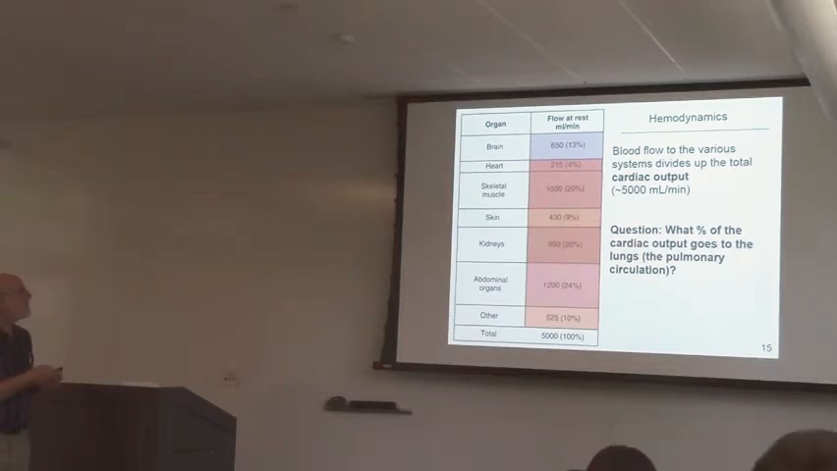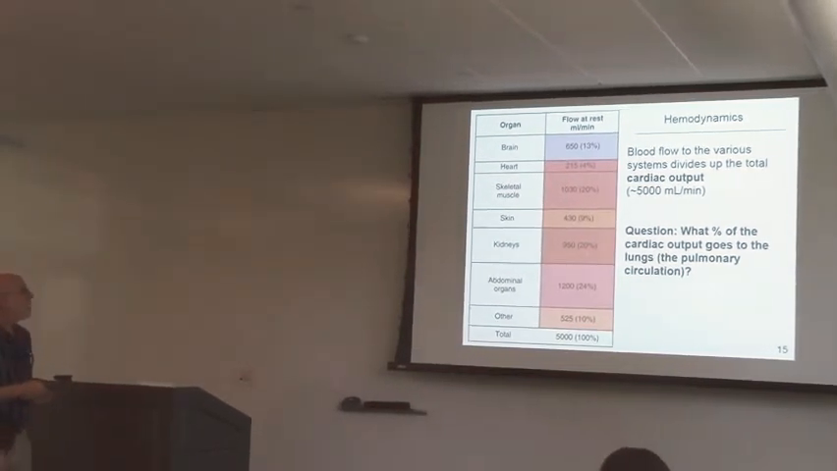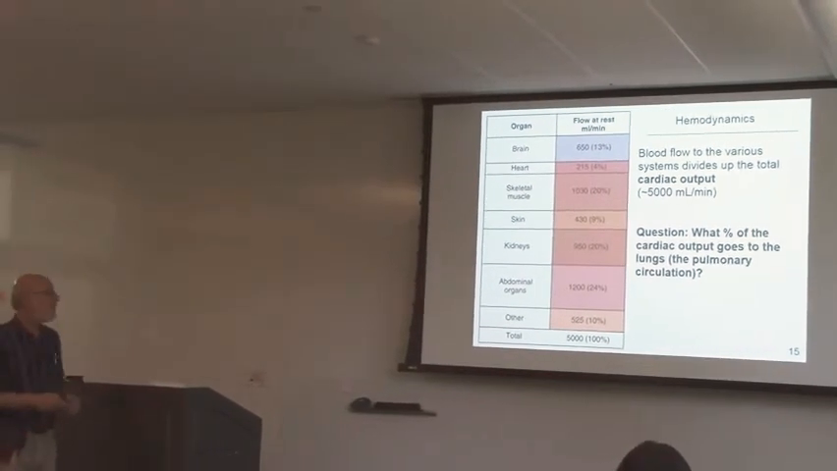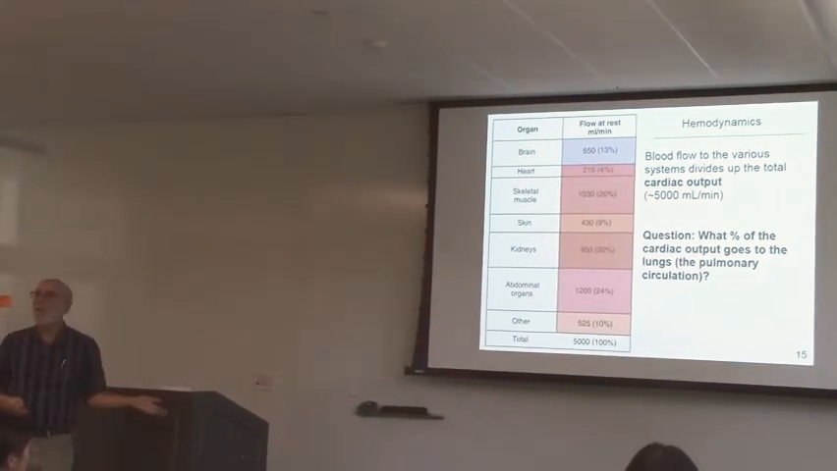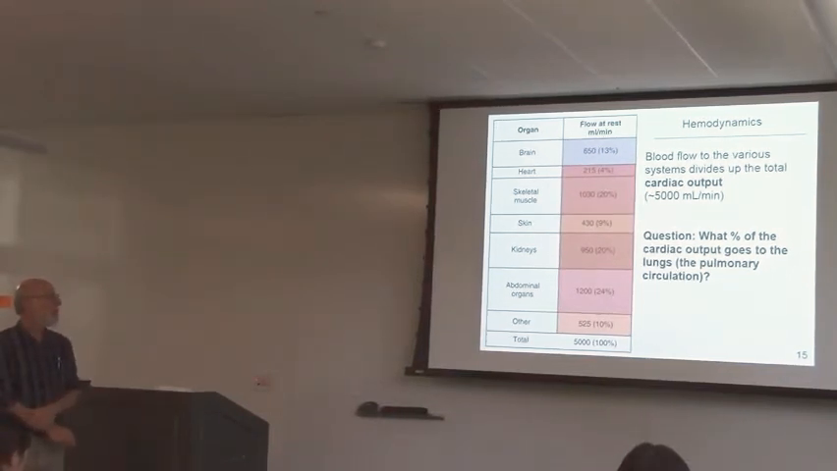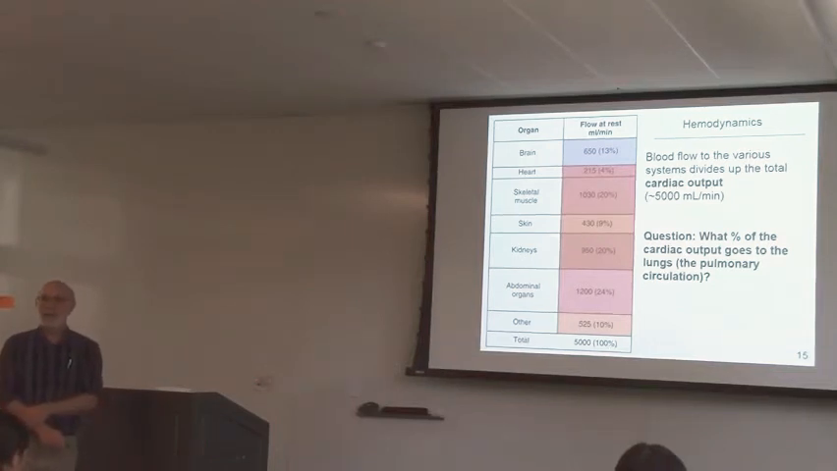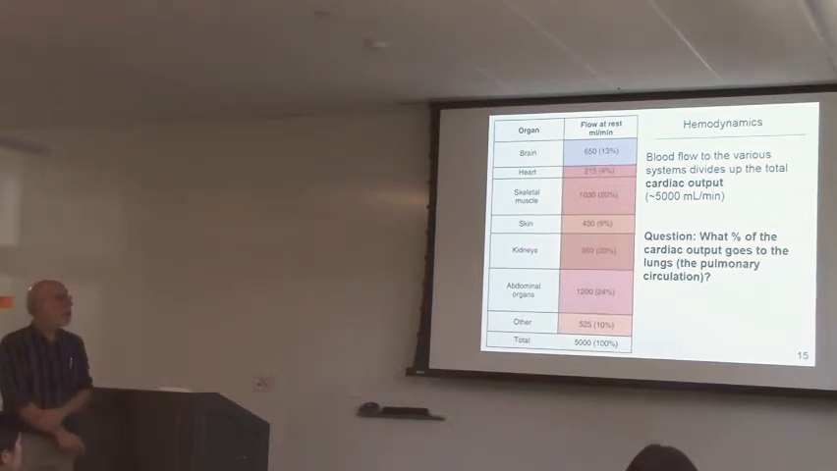And that blood is going to various parts of your body. So, for example, your brain is getting about 13% of that 5 liters every minute. And your kidneys are getting about 20% of that blood every minute. And your abdominal organs are getting more after a meal, less between meals, but on average about 24% of that blood every minute. Cardiac output is going to all the systems of your body. So here's a semi-trick question. What's not covered here? What percent of the blood flow goes to the pulmonary circulation? What's the number?